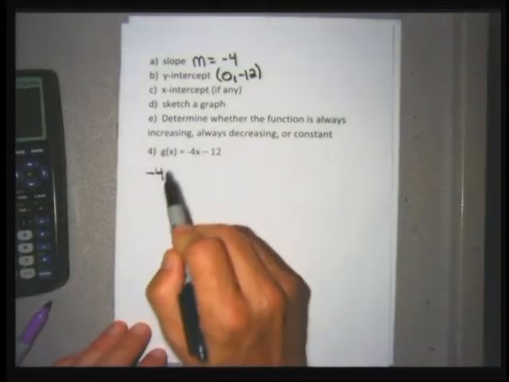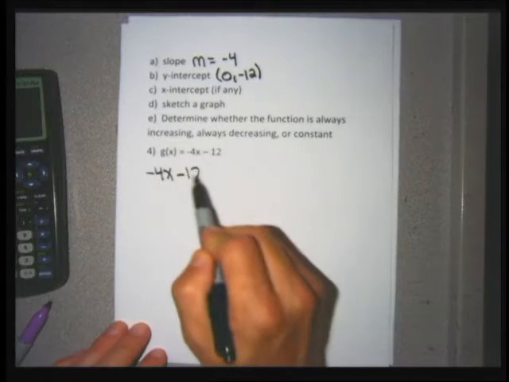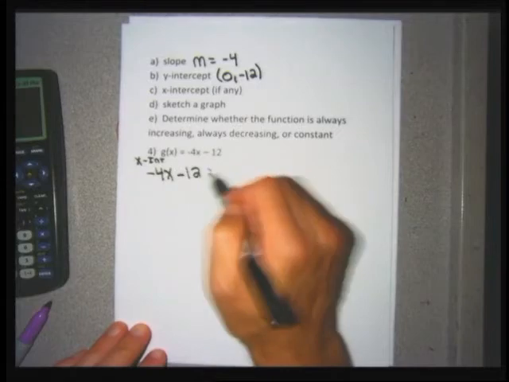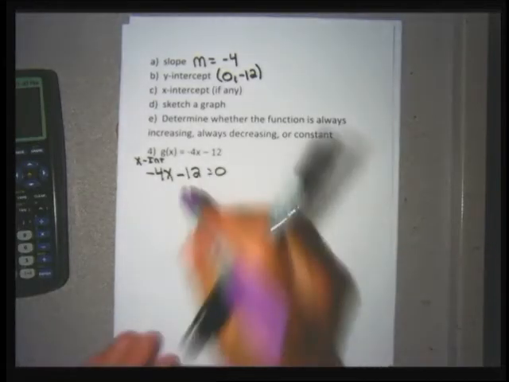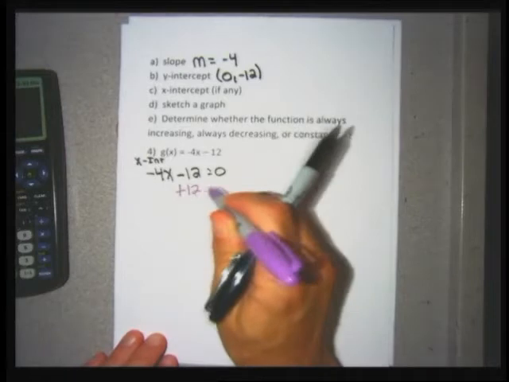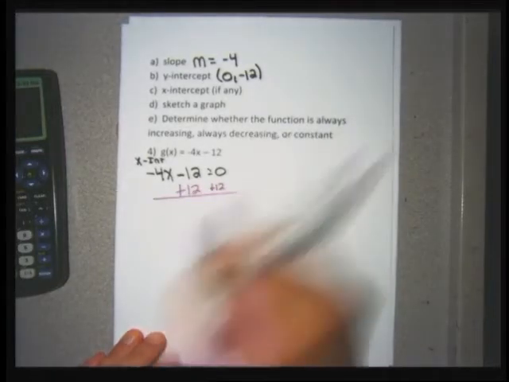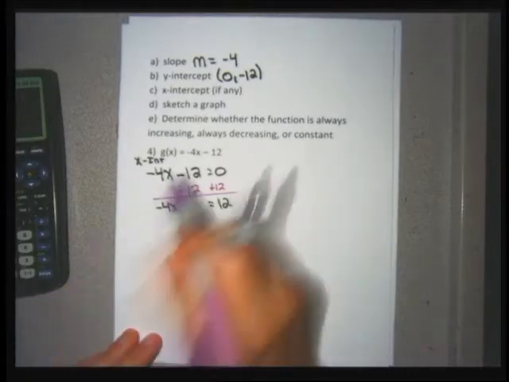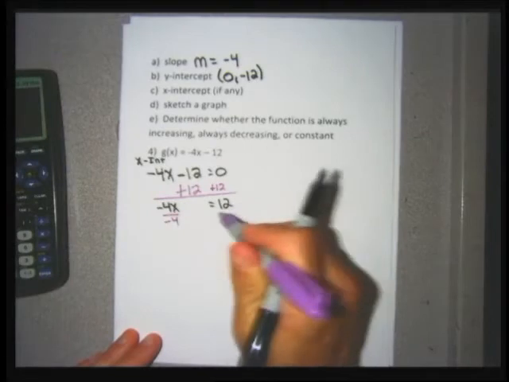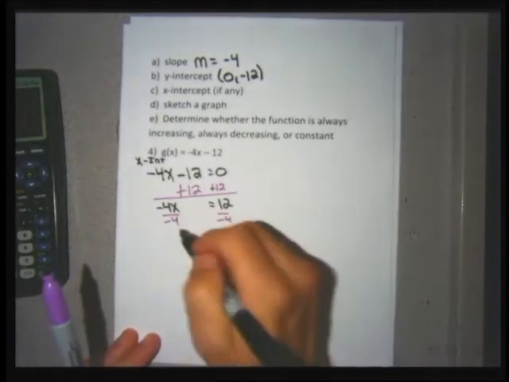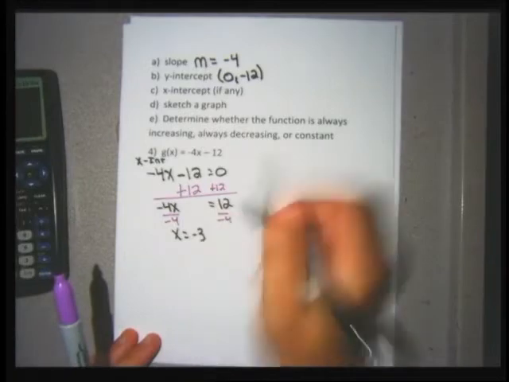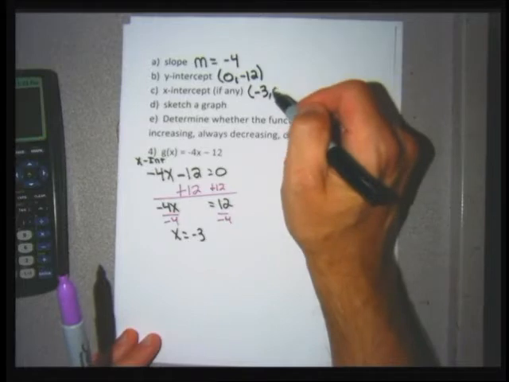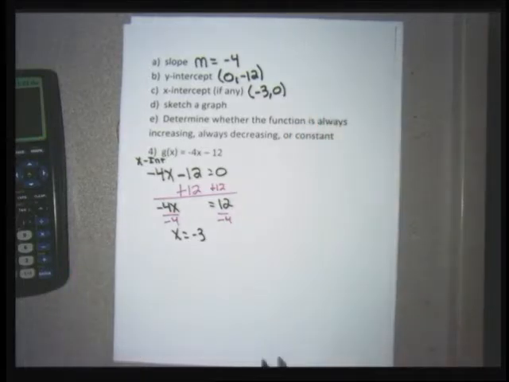To get the x-intercept for part C, I take the function itself, or the right-hand side of the function, and set it equal to 0. There's no square, so I'm not going to factor. I'm going to add 12 to both sides, and then divide by negative 4. When you do that, you get negative 4x equals 12. And then when I divide both sides by negative 4, I get x equal to negative 3. And I'm going to write that as a point. I got negative 3 for x when I replace the function with 0. And that's like putting a 0 in for y.